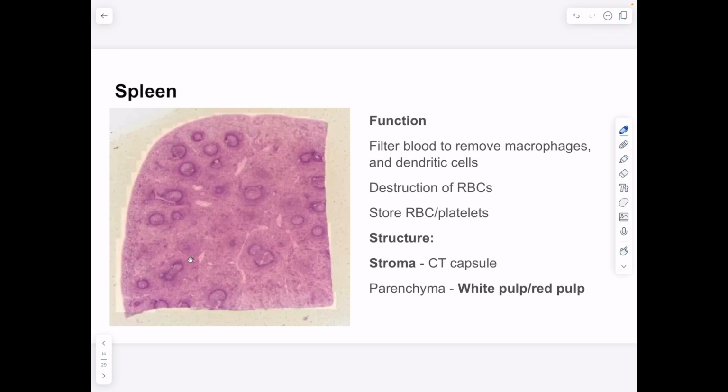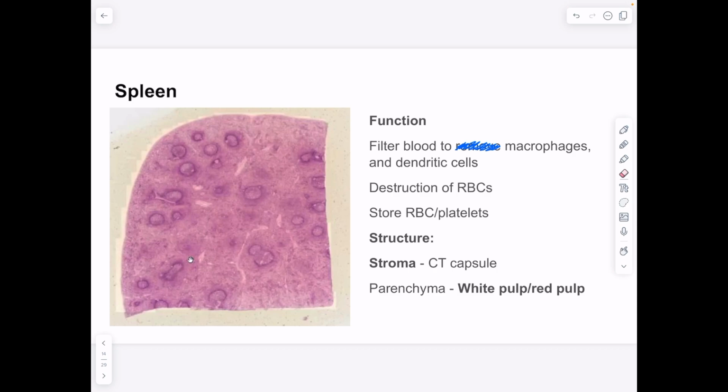Okay, then we take a look at spleen. Again, another secondary lymph organ. The function of the spleen is slightly similar to kidney in the sense that it's going to filter blood. You're filtering blood to get rid of basically old red blood cells. It also is going to store red blood cells and platelets.